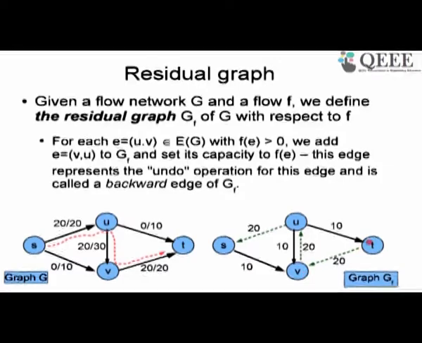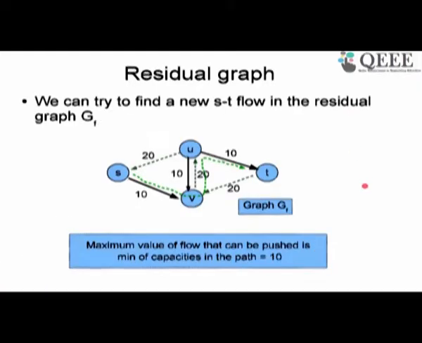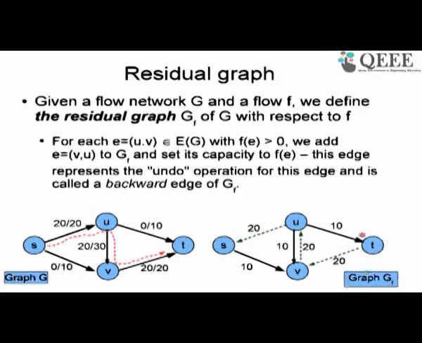And similarly there was a flow of 20 like this, so I can undo that 20, so I put an edge of size 20 in this direction. So there are 3 dotted edges, or backward edges, or undo edges, of capacity equal to the capacity of the flow. Okay. Now that I have created this interesting graph called the residual graph, I can ask the question: is there a path in this residual graph from S to T?